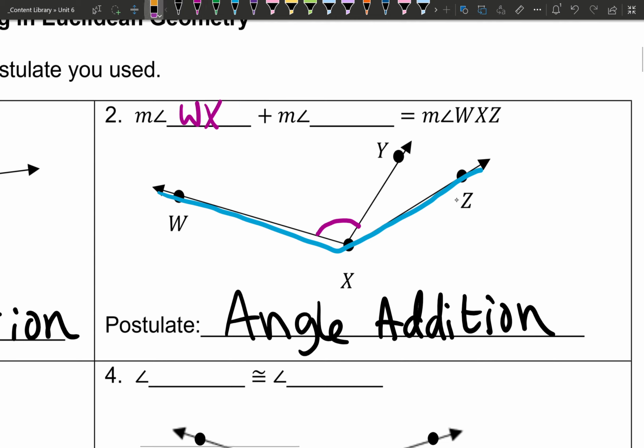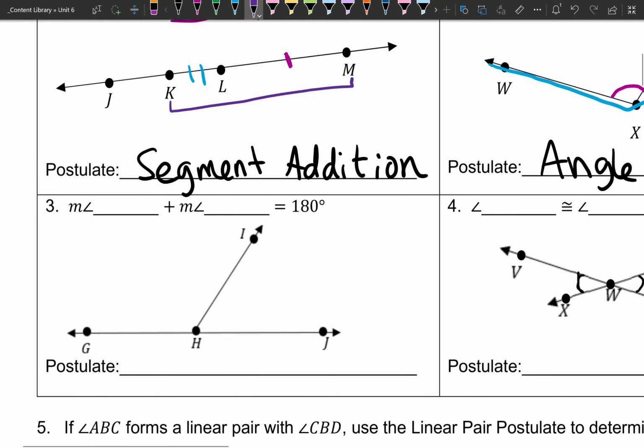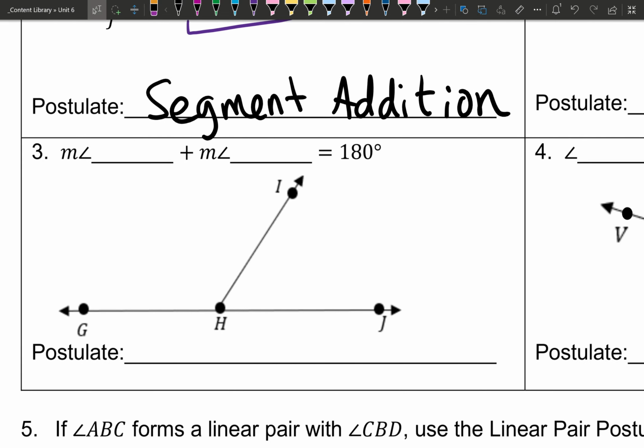That's not a Y. Let's try that again. Oh, there we go. And it's also being combined with this tiny angle, which I can call YXZ. Perfect. All right, number 3.